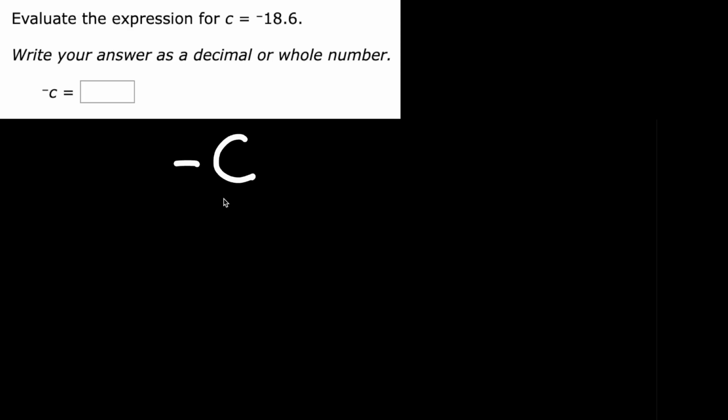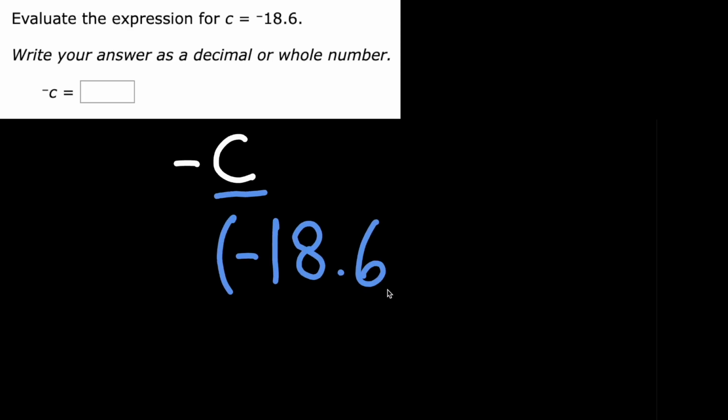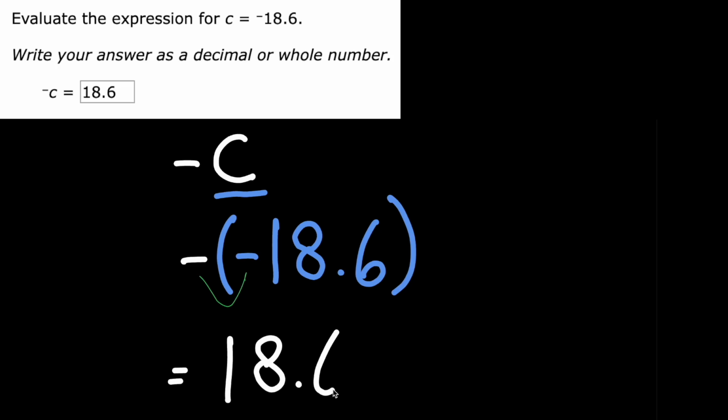Next, we need to substitute negative 18.6 for c. When we do that, we end up with negative 18.6. The two negatives just cancel out, so we're left with positive 18.6.